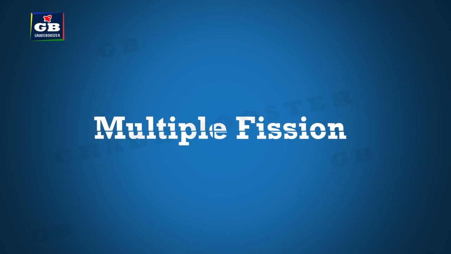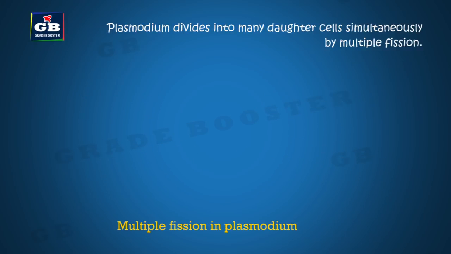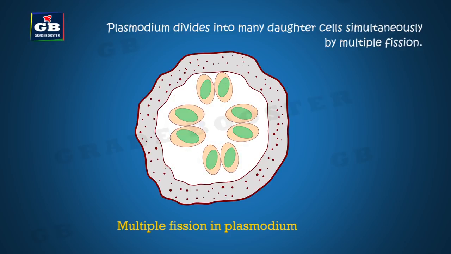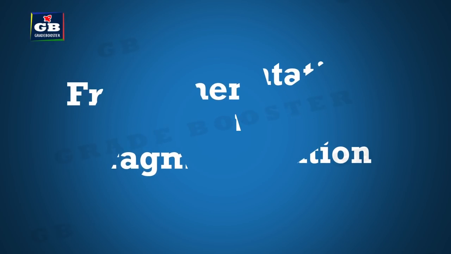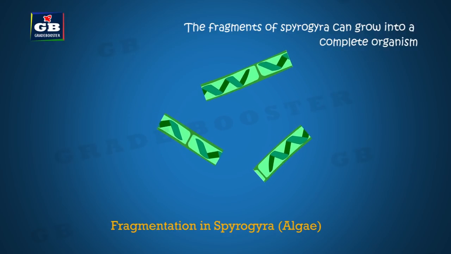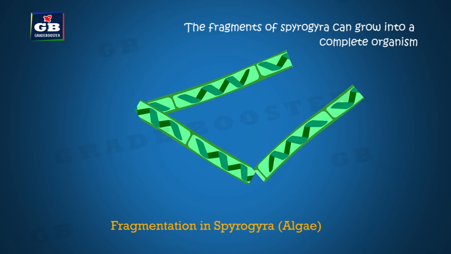Two, multiple fission. Multiple fission means splitting into many. Some single-celled organisms like Plasmodium divide into many. This is called multiple fission. Three, fragmentation. Spirogyra, an algae, breaks into fragments and each fragment grows into a new organism. This mode is called fragmentation.